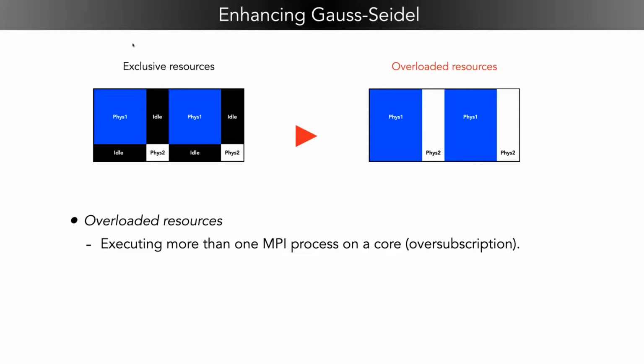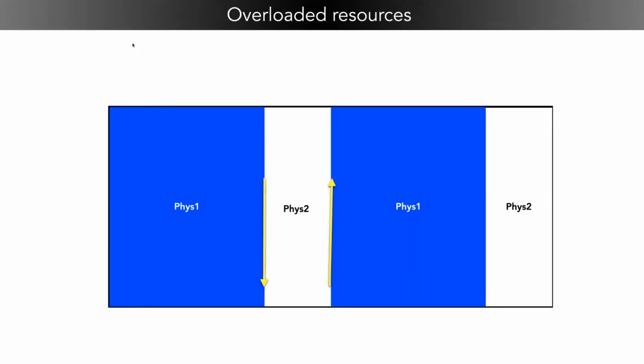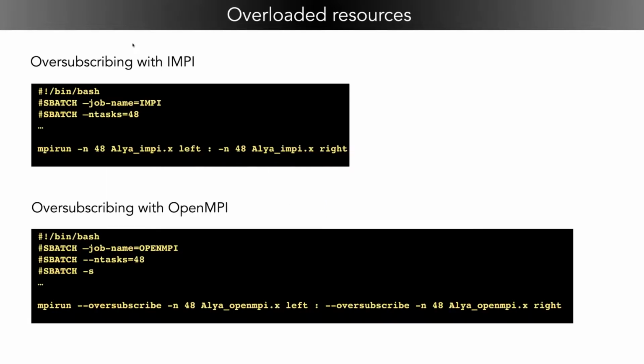What we can think of is to overload the resources. It means that we do an oversubscription: we have P cores, and we run the 2 physics on the P cores, because, of course, when you're running one physics, the other is waiting. So maybe we can overload the resources. So what happens is, oh, something is missing here. Okay. This is how we do it with Intel MPI or with OpenMPI.